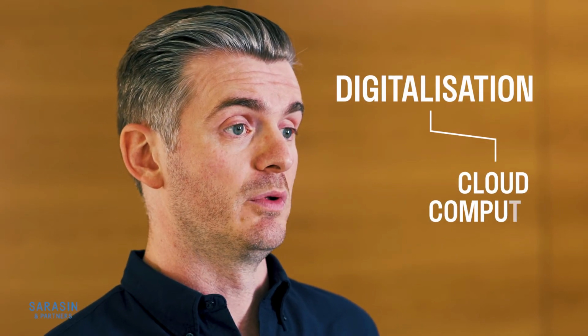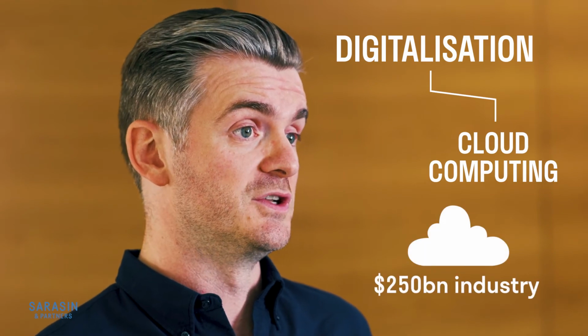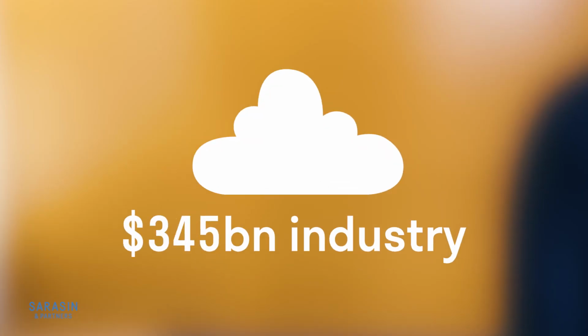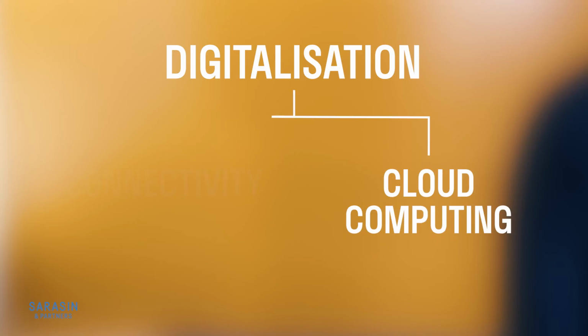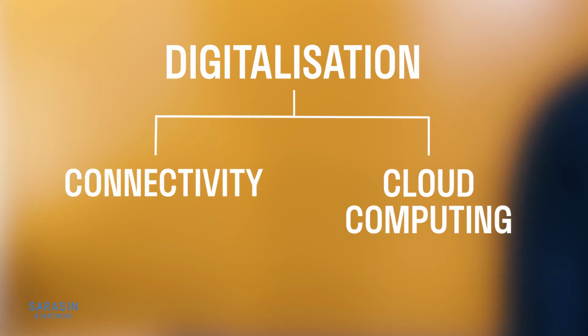As these devices get cheaper and cheaper, it means that more people can use them. And we know this when we look through each of the sub-themes. Cloud computing, for example, is a $250 billion industry. By 2025, it will be a $500 billion industry. When we look at connectivity, we're thinking about network traffic, so how much data is being pumped through the internet. That's tripling over coming years.